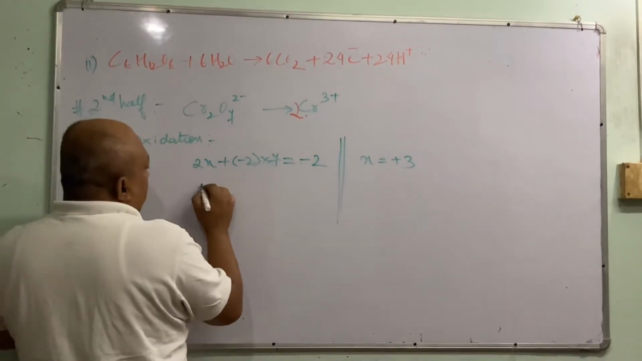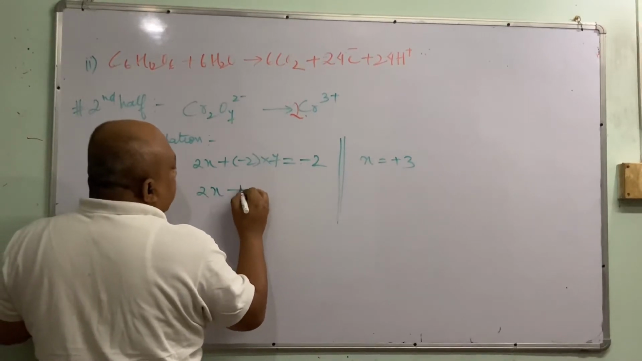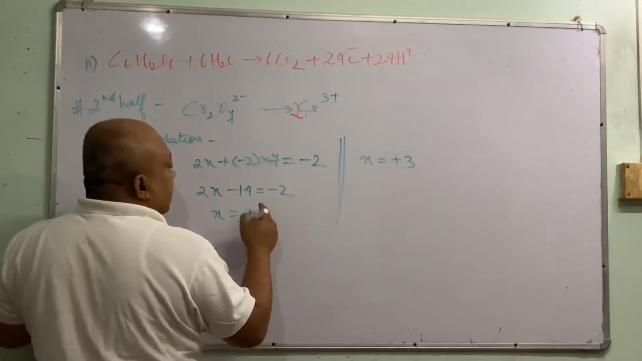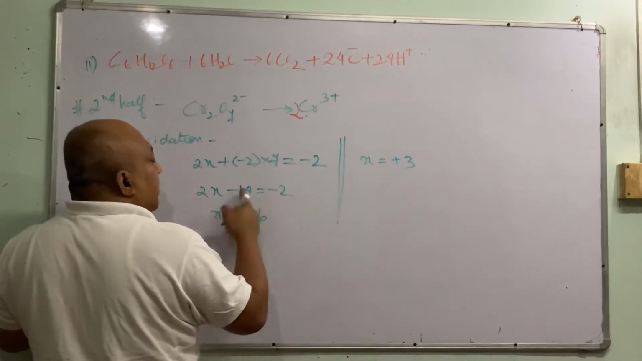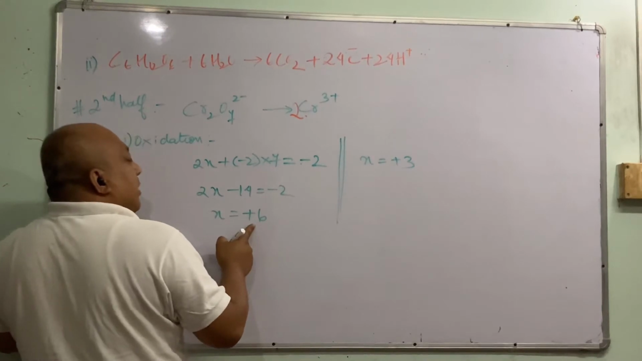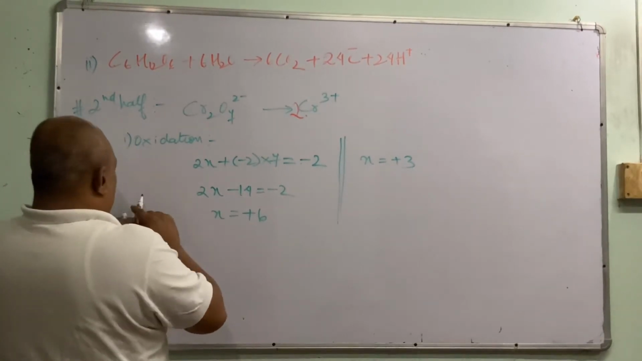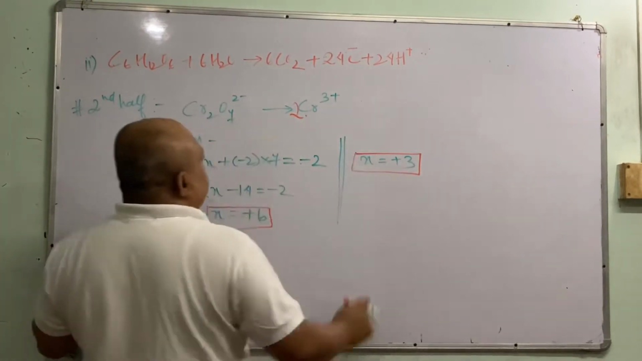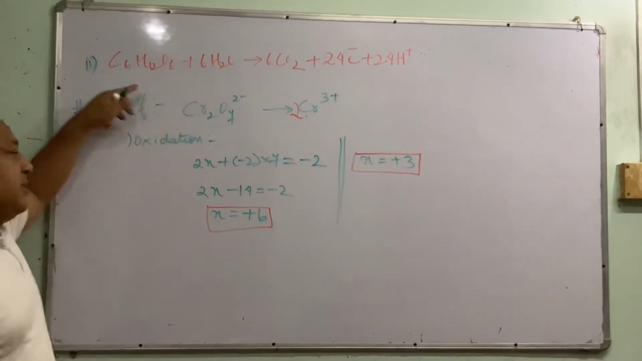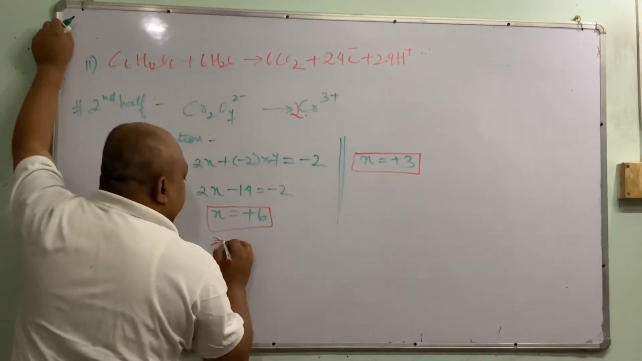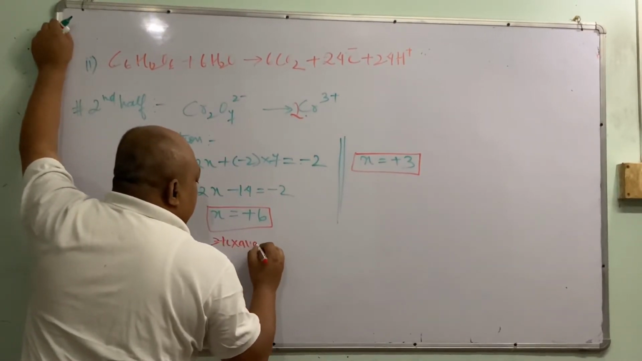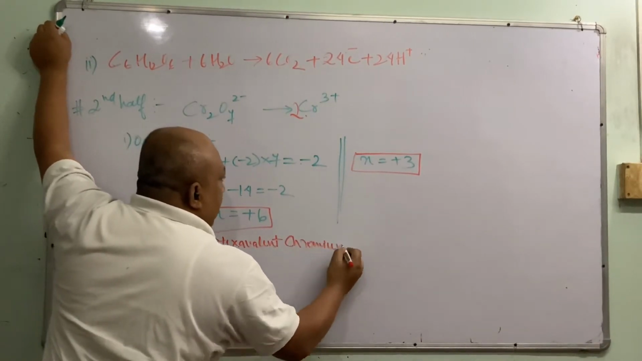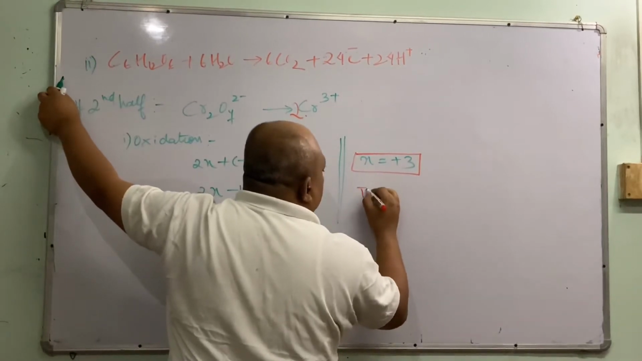Twice X minus 14 is equal to minus 2. X is equal to plus 6. Minus 2 minus 14 plus 12, 12 by 2, 6. Okay? So here oxidation number is 6 plus and here oxidation number is 3 plus. That means this is a hexavalent chromium. This is hexavalent chromium. This is 3, this is trivalent chromium.